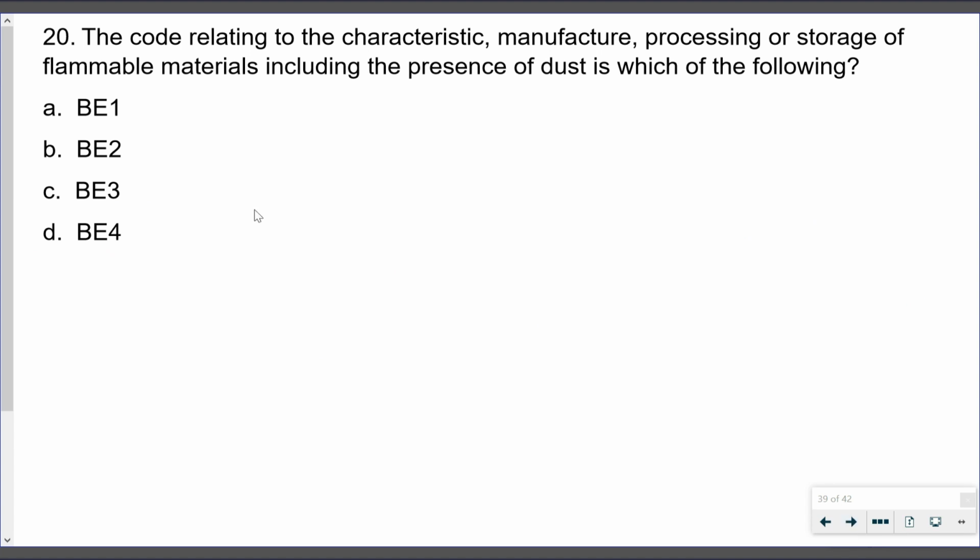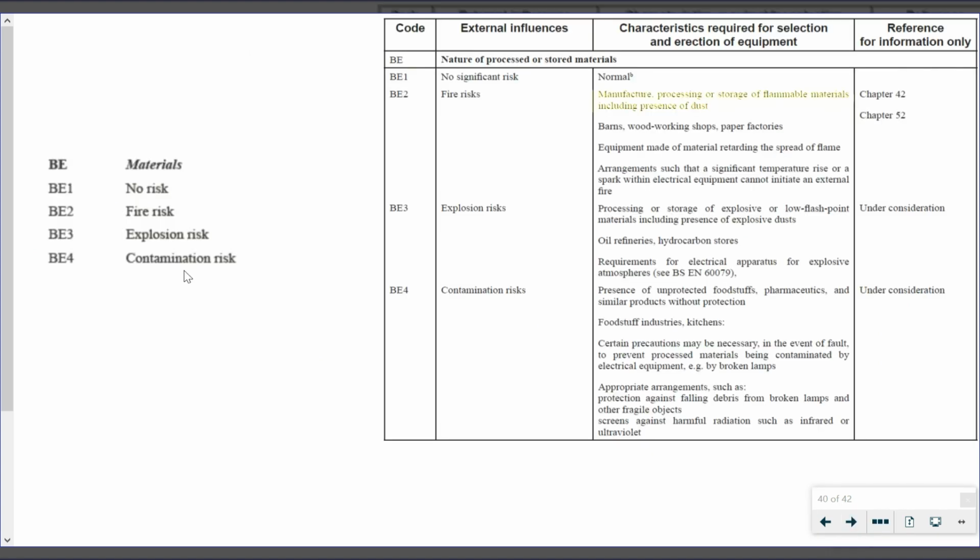Question 20: the code relating to the characteristic manufacture, process and storage of flammable materials, including the presence of dust, is which of the following? We've got a list of these codes here. Those are external influence codes, and we find external influences in Appendix 5. If you look at the list in Appendix 5, it just gives you no risk, fire risk, explosion risk, contamination risk. We don't know which of these is applicable, whereas if you look in at that fire risk, you'll see it has the manufacture, process or storage of flammable materials, including the presence of dust. So there's your answer.